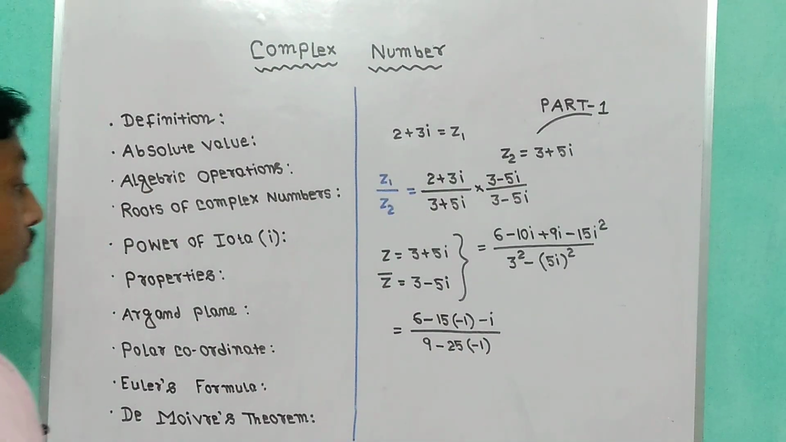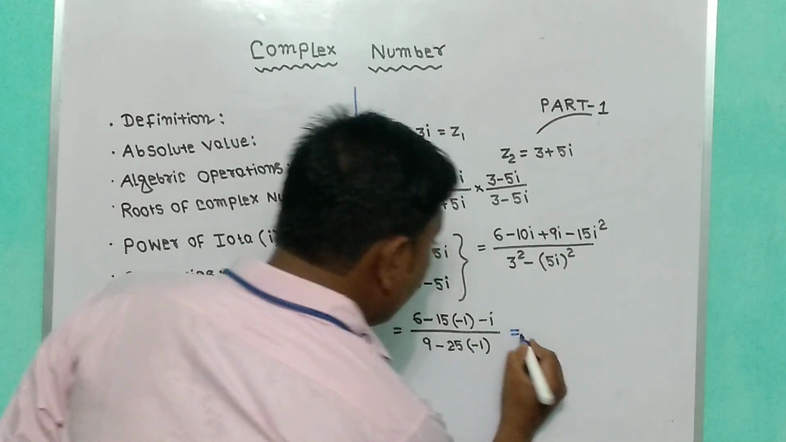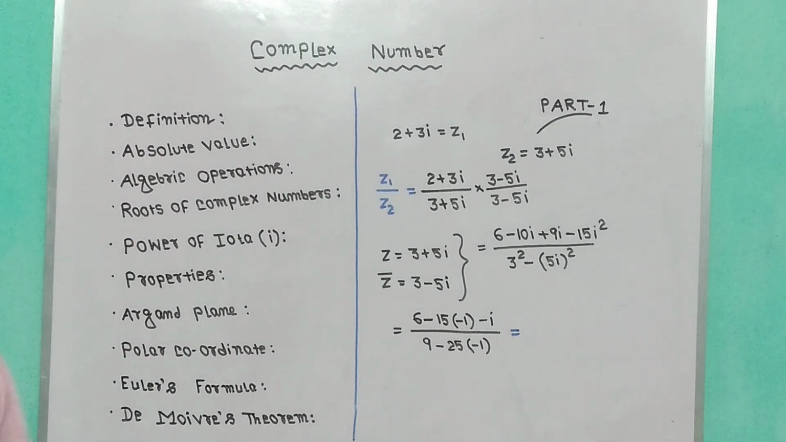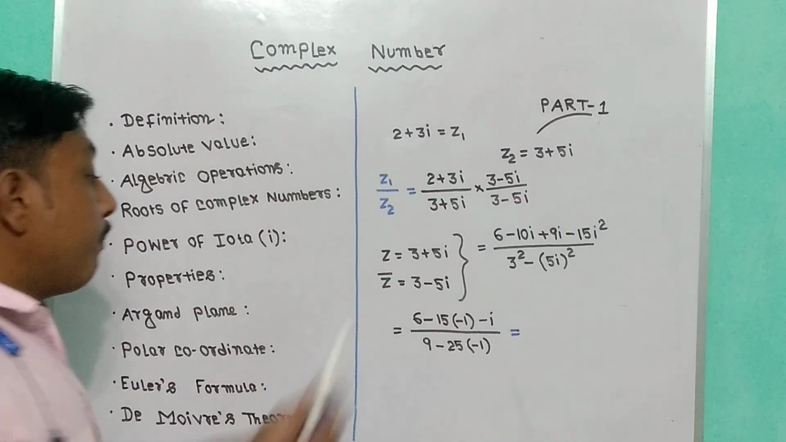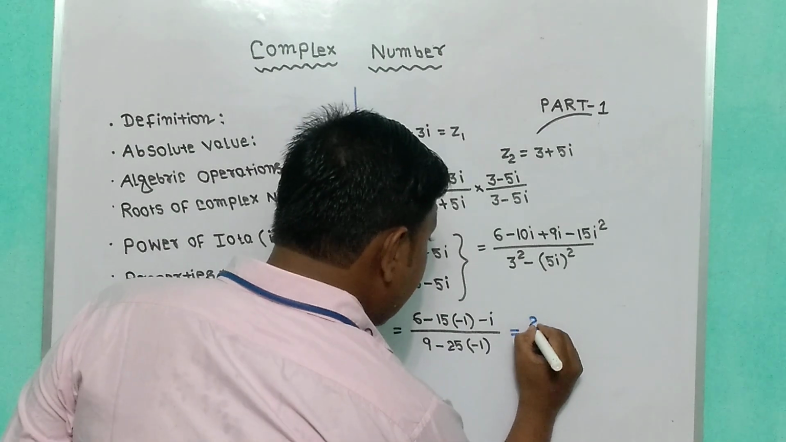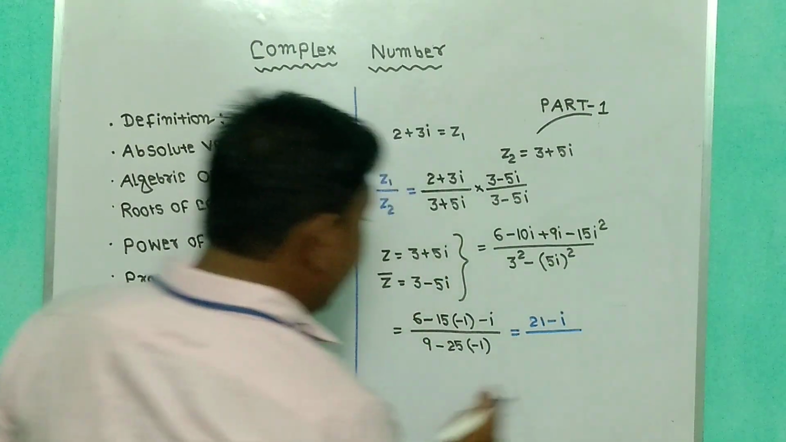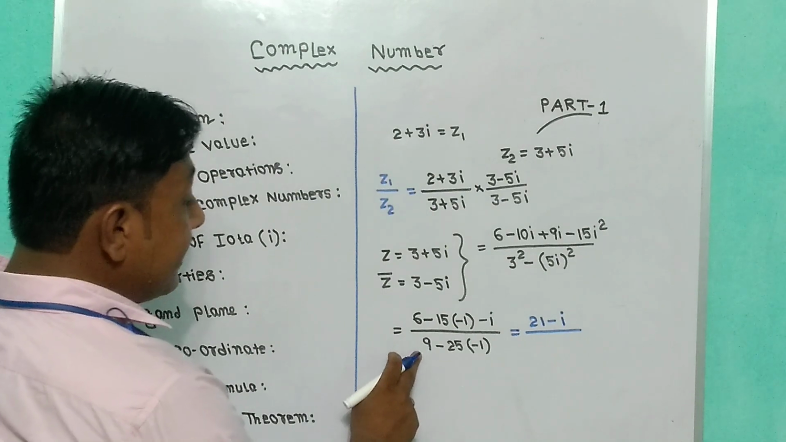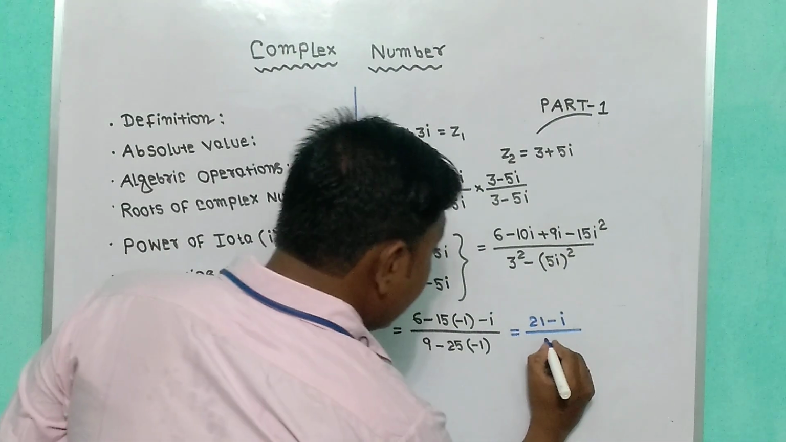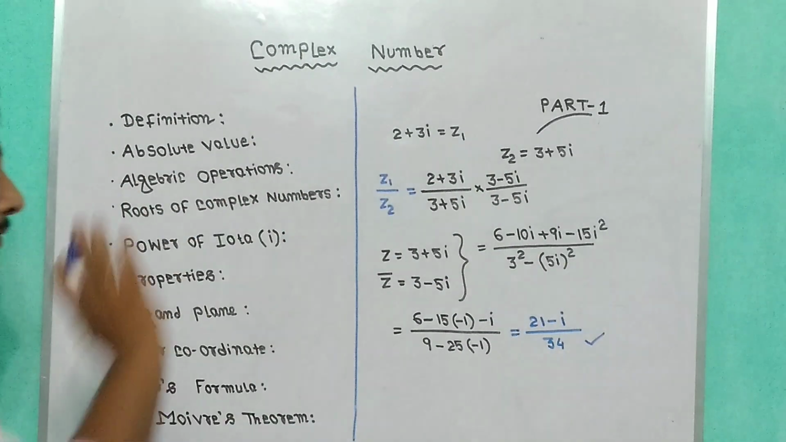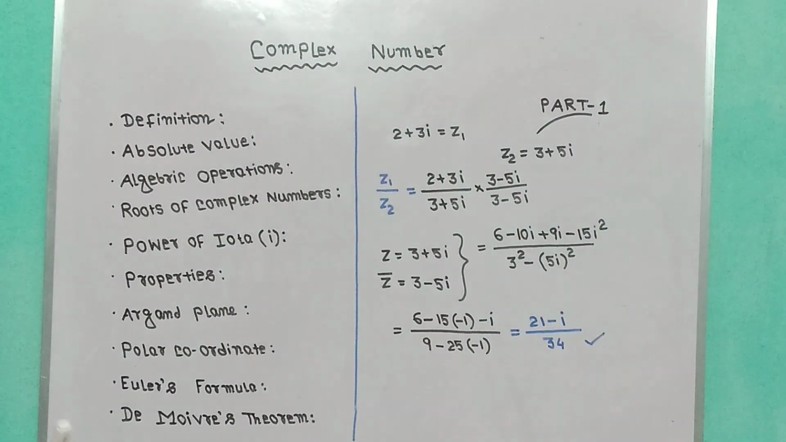So if we calculate these things, that means we will get here minus 15 into minus 1. If we multiply, then we will get plus 15. So plus 15 plus 6, that means 21 minus i, divided by the denominator part, which is 9 plus 25. So it will come 34. So this is the division rule for complex numbers. Just see it.